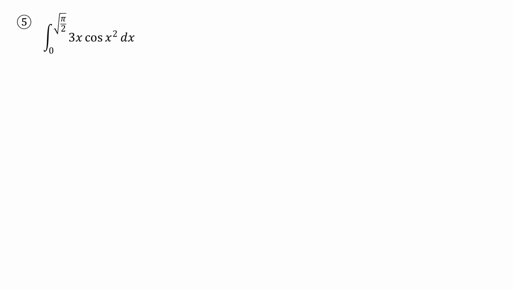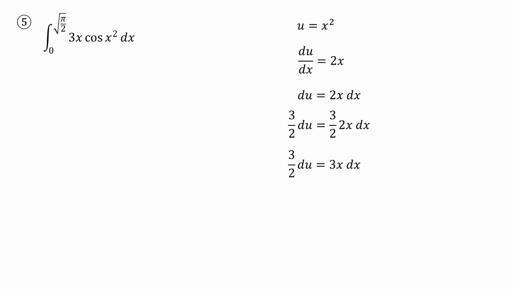What technique? What method? Looks like a U substitution. Real simple U substitution. U is x squared, so du dx is 2x. So du is 2x dx. Uh-oh. I need a 3x dx. Right? I see a 3x in front of the cosine. No problem. Multiply both sides by 3 halves. I now have a 3x dx. And so a 3 halves du will substitute for that 3x dx.